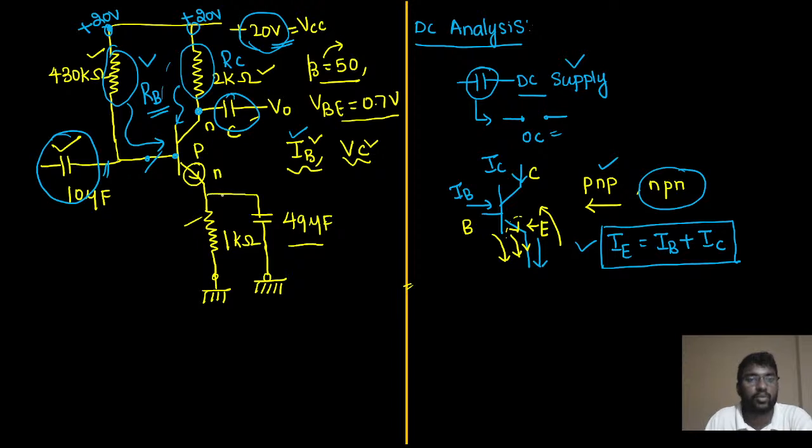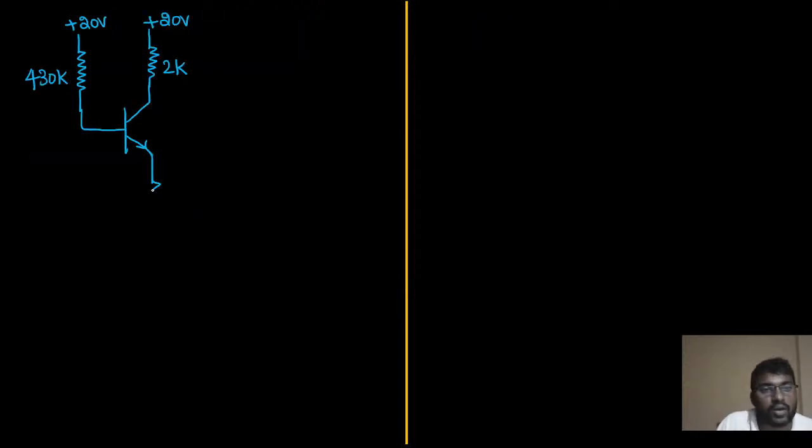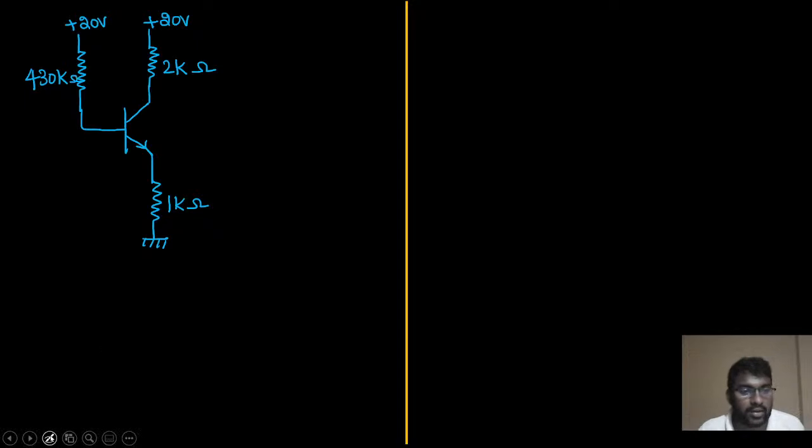This capacitor is going to be open circuited. This capacitor also going to be open circuited. So what comes here? At the emitter terminal we have a 1 kilo ohm resistor. After that it will be connected to ground. Correct? Yes sir. So we have placed everything here. Now our target is just KVL and KCL. Normal circuit, you can see it.